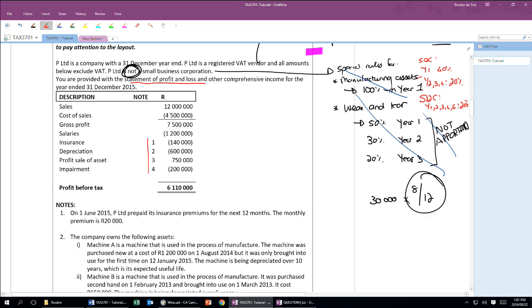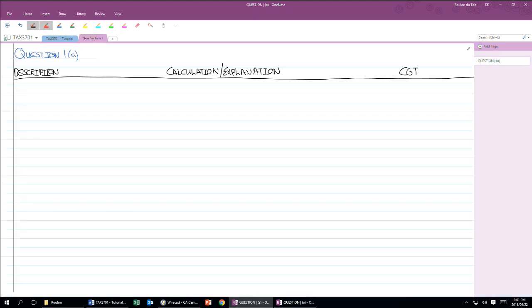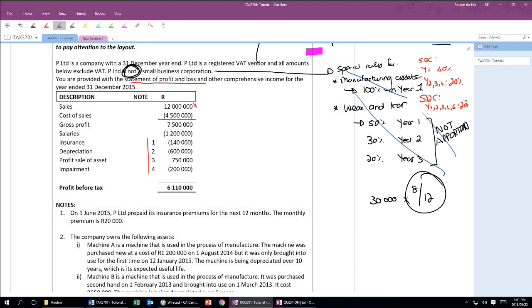Alright guys, so remember now, in the first question that we are doing, we have to start our calculation with sales. That was our instruction that we received. So sales of 12 million rands, and that is our first amount that we will include. So sales, 12 million rands, in our rands column over there. Simple amount, gross income, no problem. So, sales, we've included.